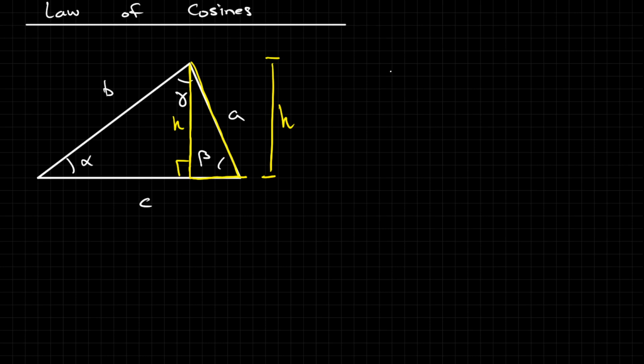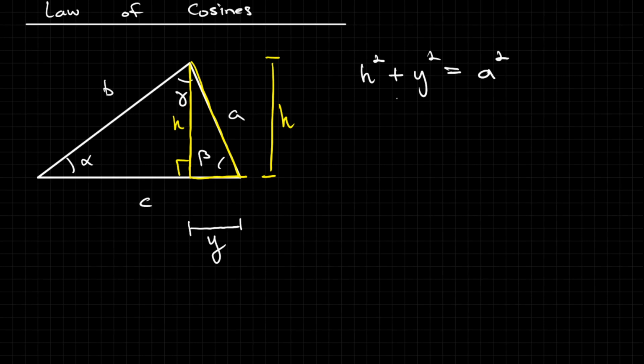So the Pythagorean theorem says that h squared plus, and now I need a name for this little side here. So I'm going to call this length here y. So h squared plus y squared has to be equal to the hypotenuse squared, and the hypotenuse in this case is a squared.